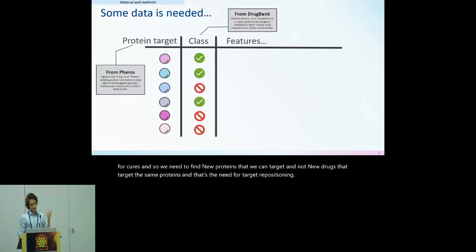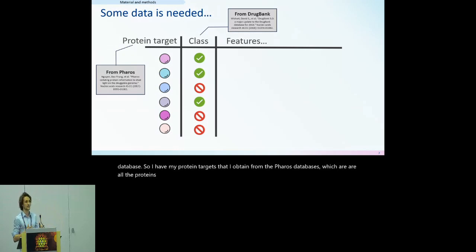And so this was the introduction, and now the goal is to find these new proteins. I'm doing classical supervised machine learning. So I'm trying to fill this database. I have my protein targets that I obtained from the Pharos database, which are all the proteins that we know can be targeted by drug-like molecules.